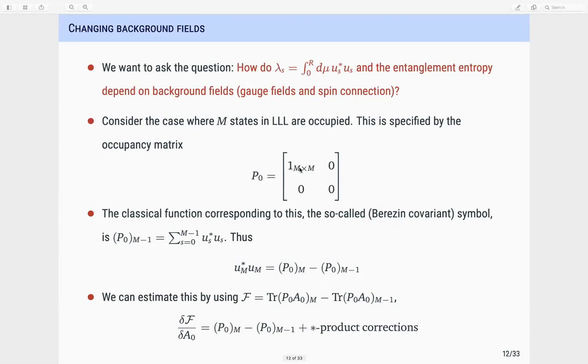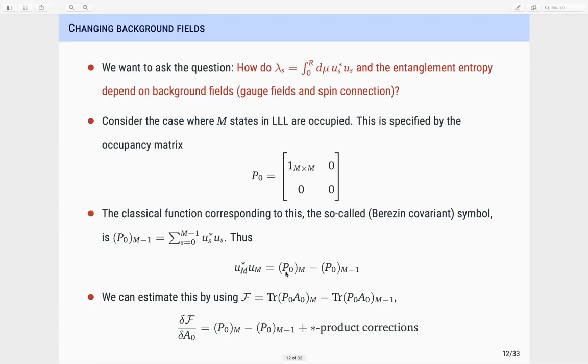In this case, it's trivial to write down. You take this identity matrix, m states are occupied. So here is the symbol for that. I sum from 0 to m minus 1 of u star u. That's a classical function corresponding to this matrix. So if I take this object, look at the classical function, and take the difference between m and m minus 1, that's exactly u star u for the mth state. And I am interested in the gauge field dependence and spin connection dependence of this quantity. So if I know how to calculate these functions, I can pull that information out. How do I calculate the functions?